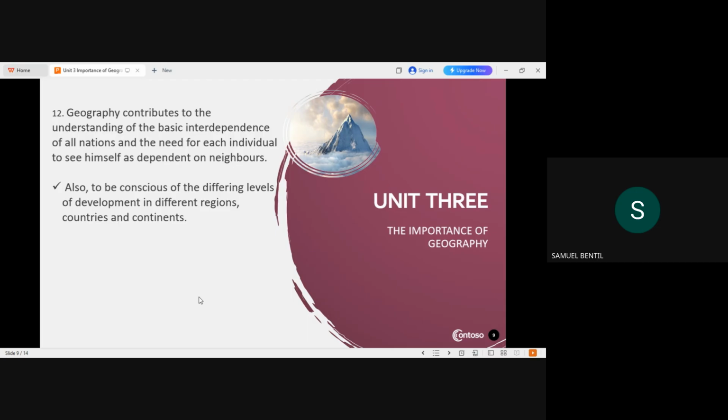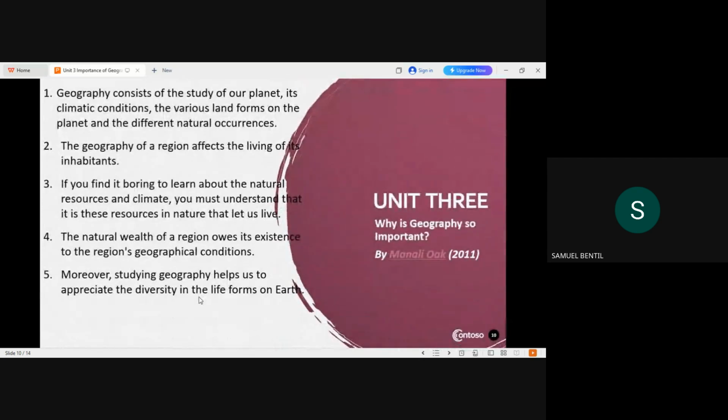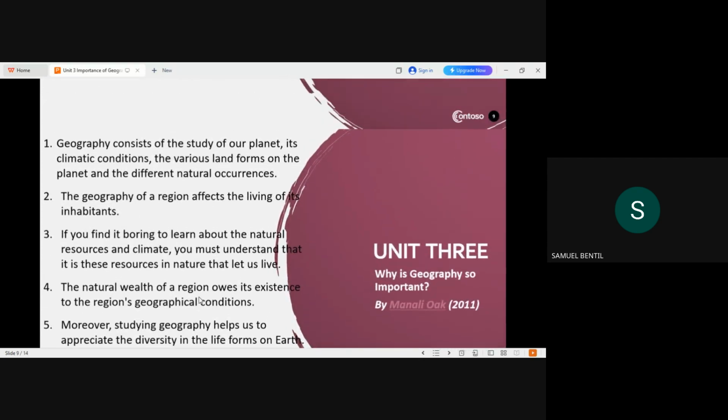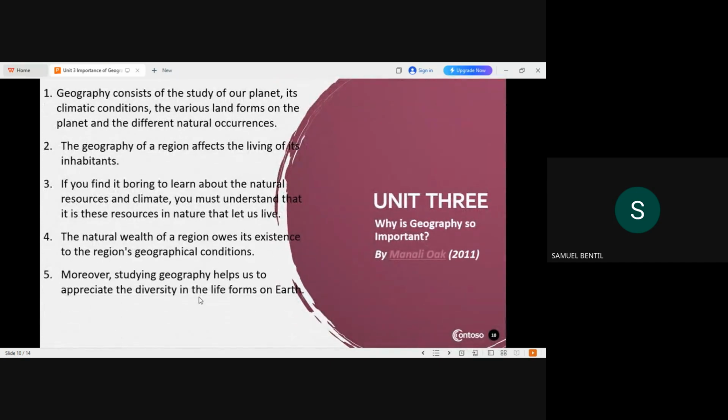It will also make us very conscious of different levels of development in different regions, countries, and continents, and how we need to help each other to come to terms with some of these things. Now, apart from that, Malina Oak has also given some benefits of geography, which I have also shared with you. He said geography consists of the study of the planet, its climate conditions, the various landforms on the planet, and differences. So what he's trying to tell you is that geography is important because it helps us to know the planets, the climate conditions, the landforms, and the differences of natural occurrence, so that it will equip you with the knowledge on how to live in such areas.